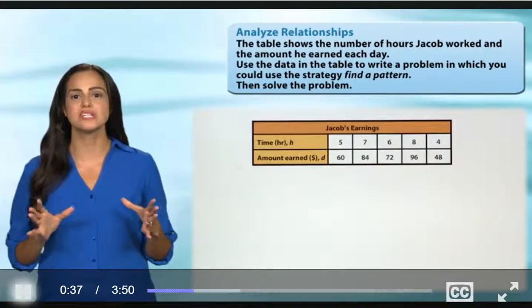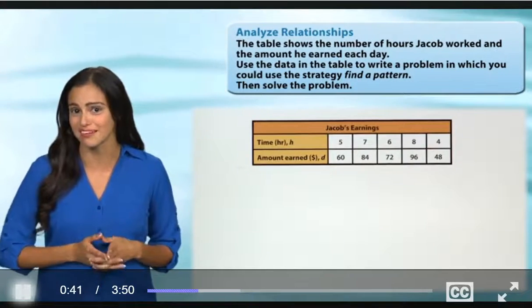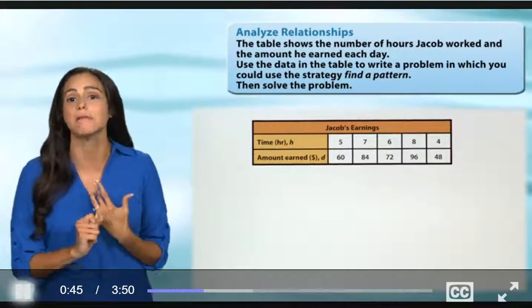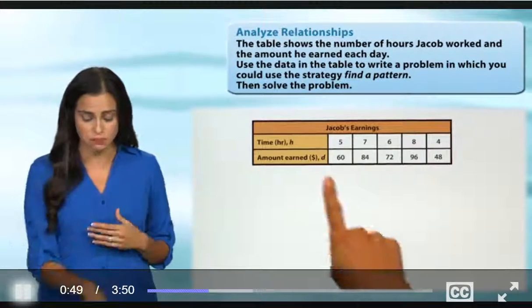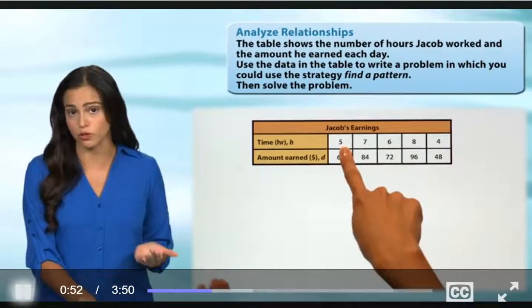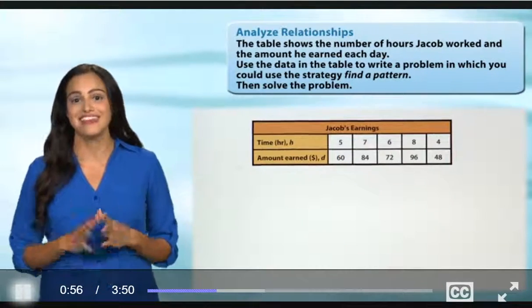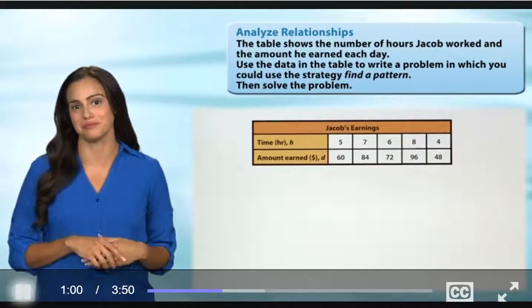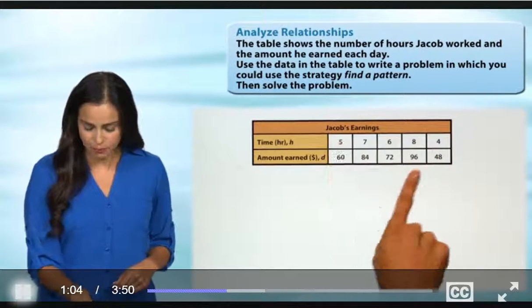The first thing we want to do is figure out what this problem is even asking us to find. There's a few things going on. The first thing is we want to find a pattern. After we find that pattern, we're going to find a relationship between the number of hours that he works for a given day and the amount that he earns. And here comes the fun part. We get to write a problem. Ready? Okay, so let's take a look at the table.